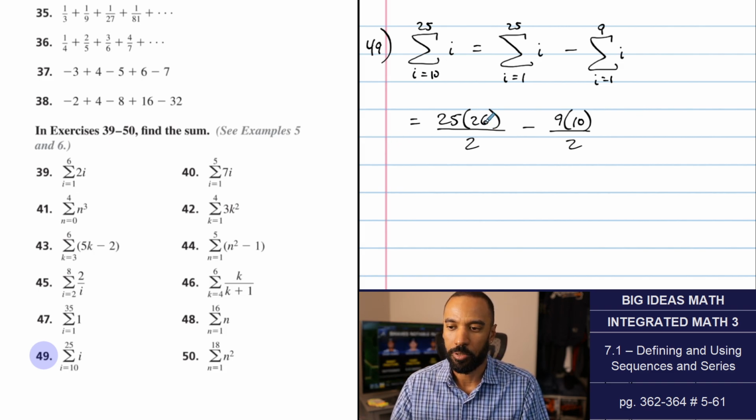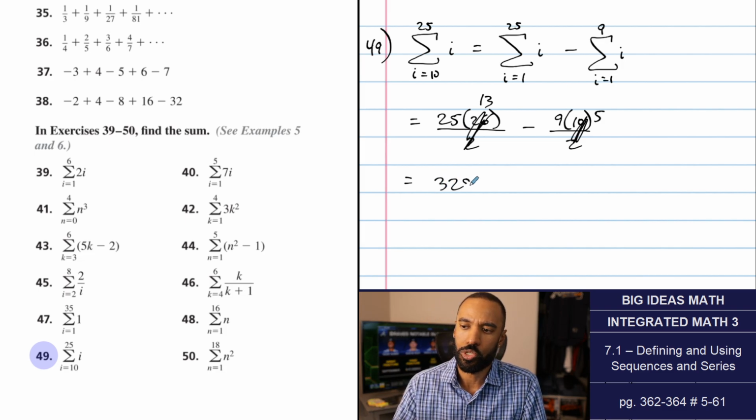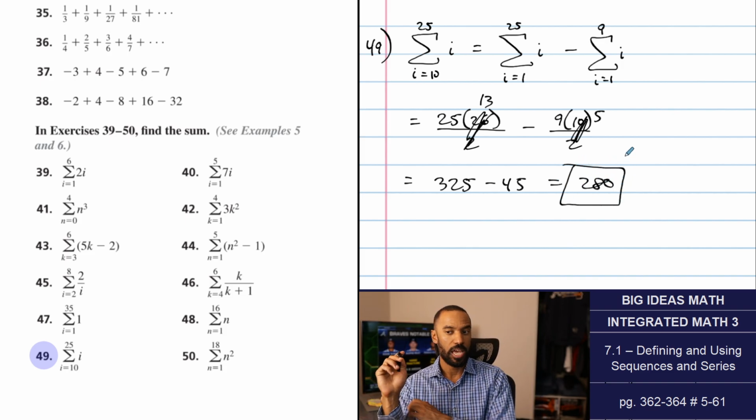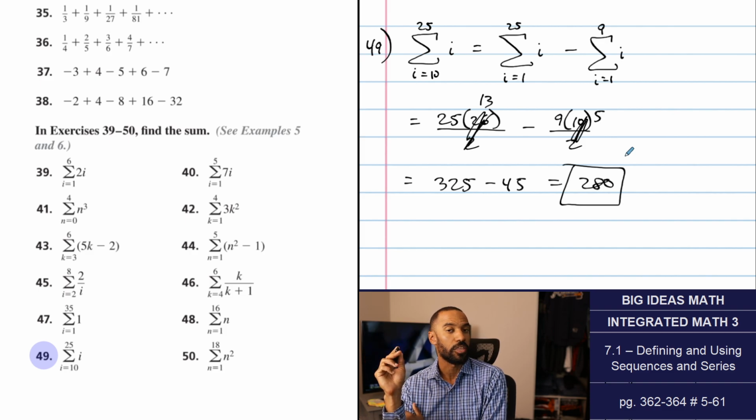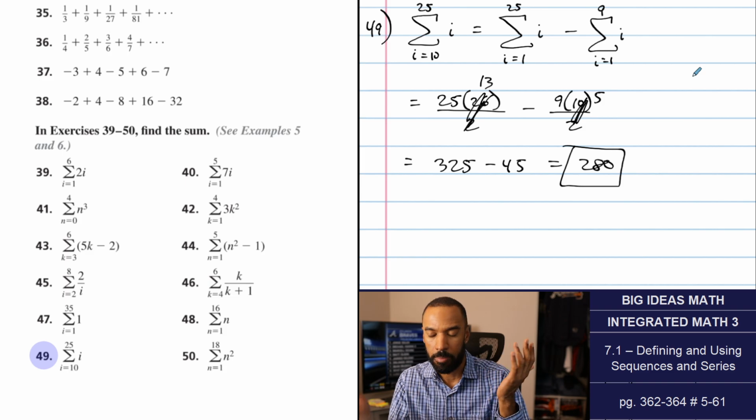Now, you can just clean up a little bit. 26 over 2 is 13, and 10 over 2 is 5. I know that one's 45. What's 25 times 13? What's 13 quarters? 325? So 325 minus 45, and that should give you 280. So was that faster than doing 10 plus 11 and stuff? Yeah, actually, I think it was. Maybe you don't write this out in full, or maybe you do.